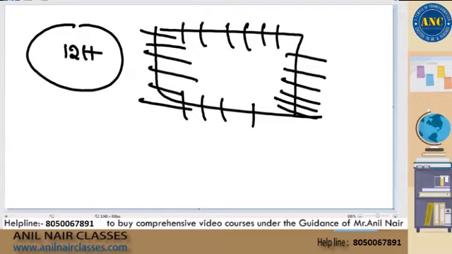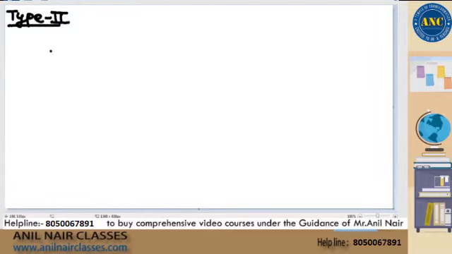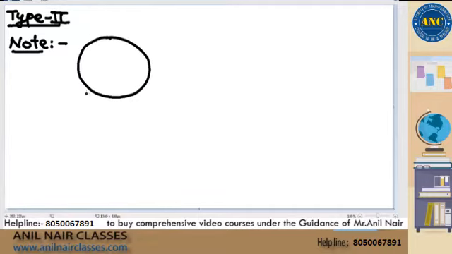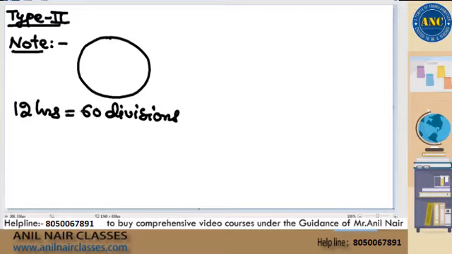Okay, next. Type 2. Before we discuss type 2, now see here. A clock is in the form of a circle. Total there are 60 divisions in a clock, and total there are 12 hours by default. 1 hour is nothing but 5 divisions. In 1 hour, the hour hand will travel 5 divisions.